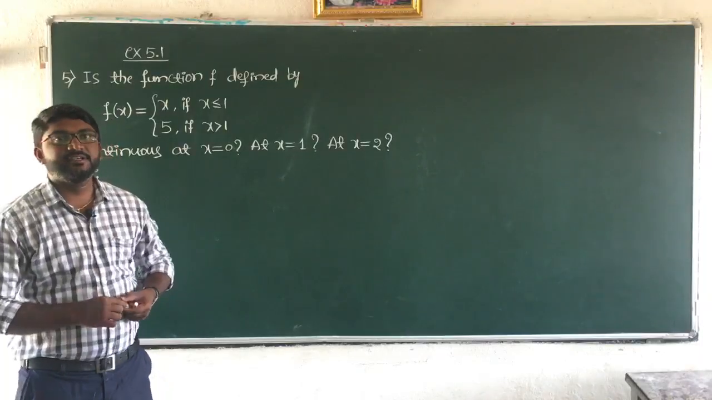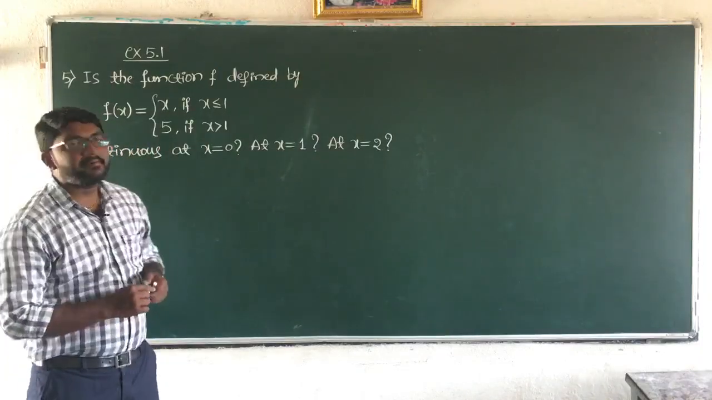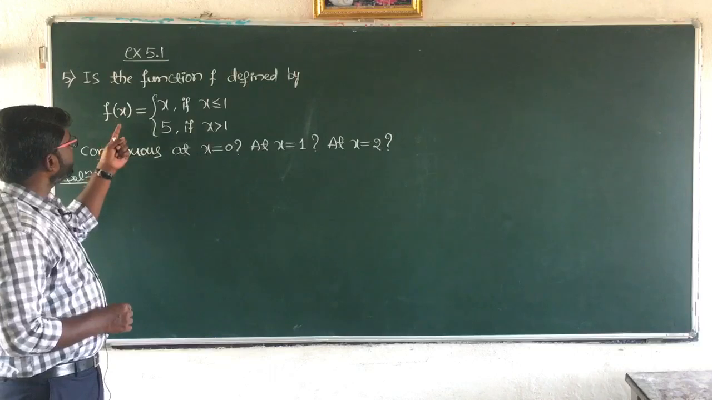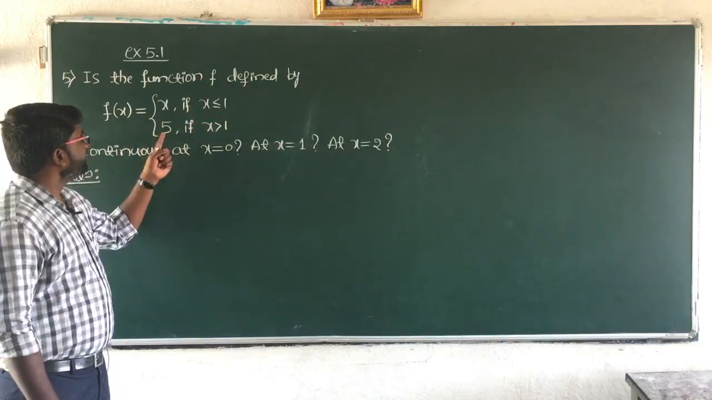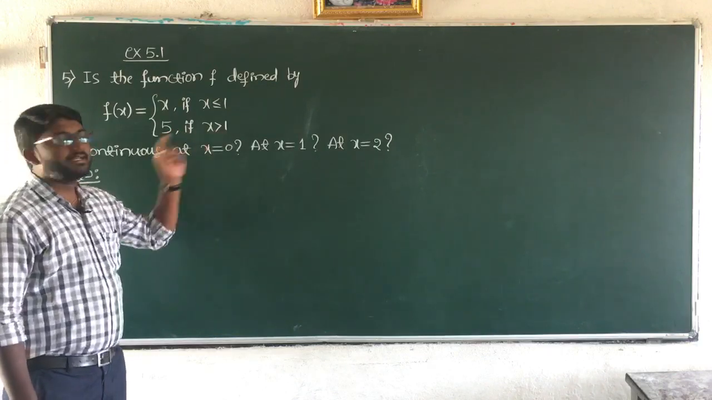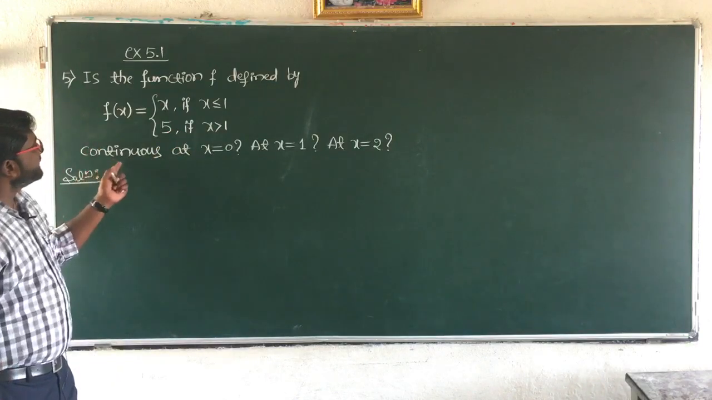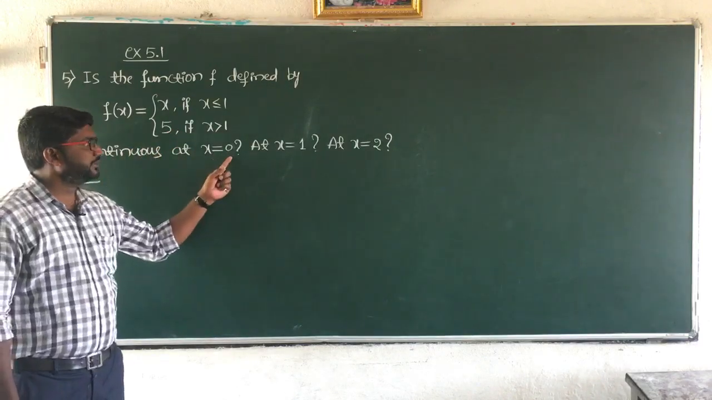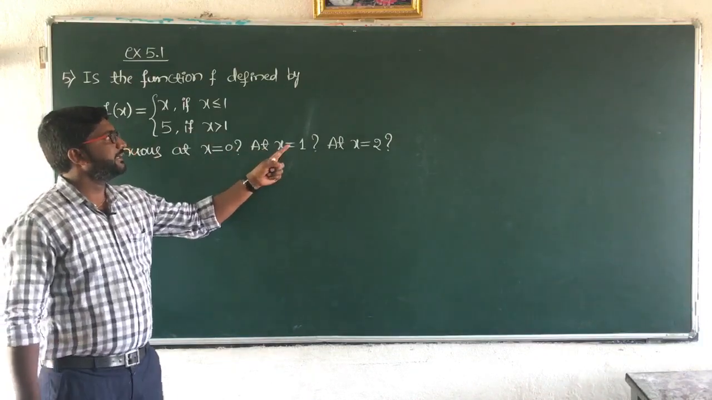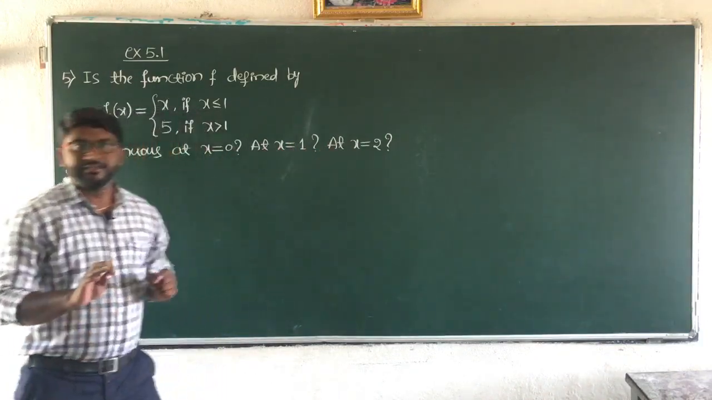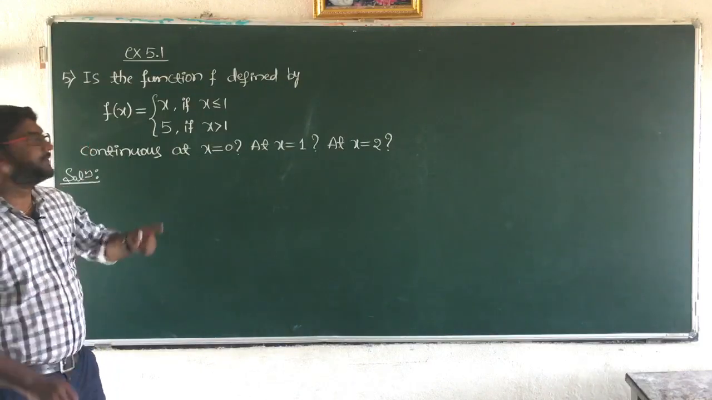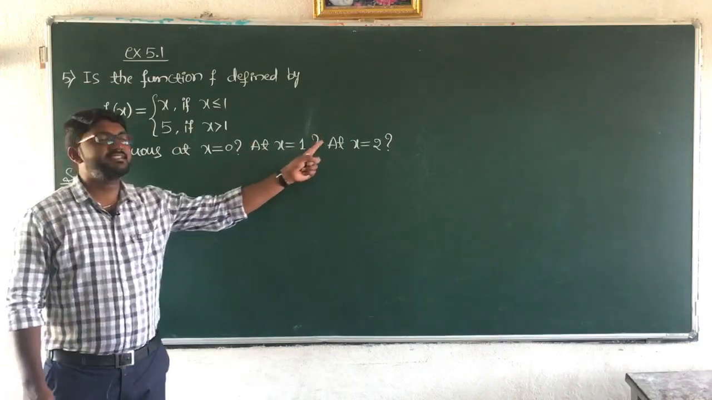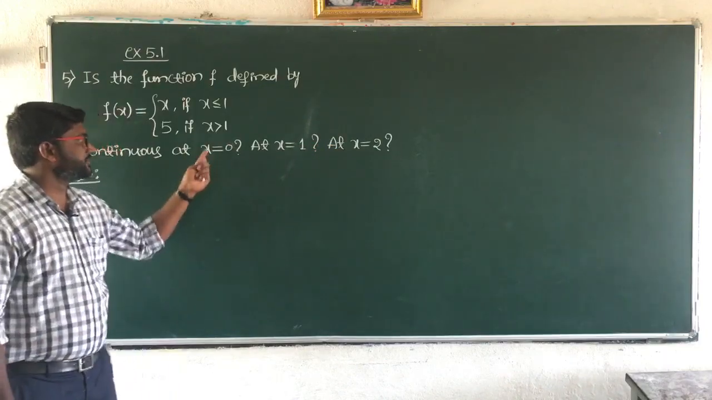Okay, the next question: the function f defined by f of x equal to x if x is less than or equal to 1, and 5 if x is greater than 1, is continuous at x equal to 0, at x equal to 1 and at x equal to 2. So he has given the function and we have to check whether the function is continuous at x equal to 0, x equal to 1 and x equal to 2. So we will go for the first one now.